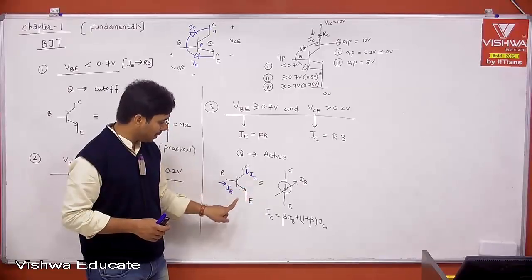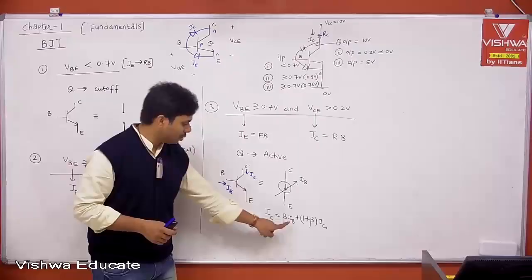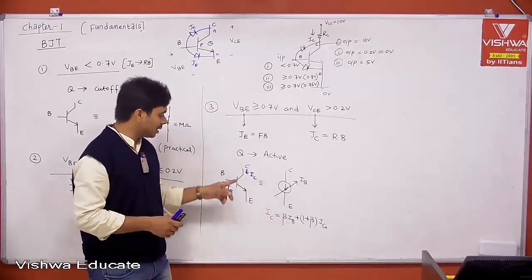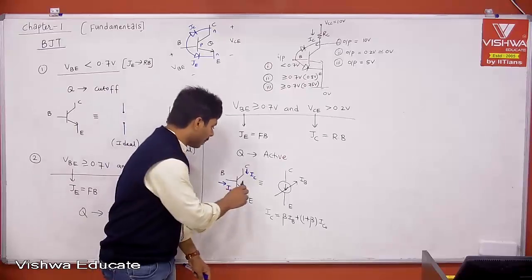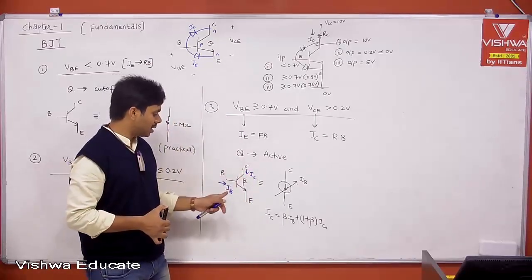IC is equal to beta into IB plus 1 plus beta into IC naught. I think you know what IB is, which is nothing but your base current, and what is beta? Beta is nothing but the current gain of your transistor with respect to IC and then IB.